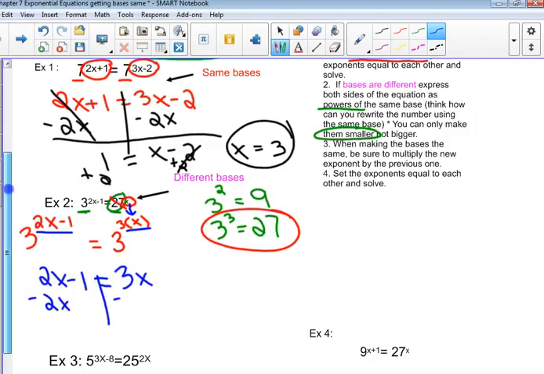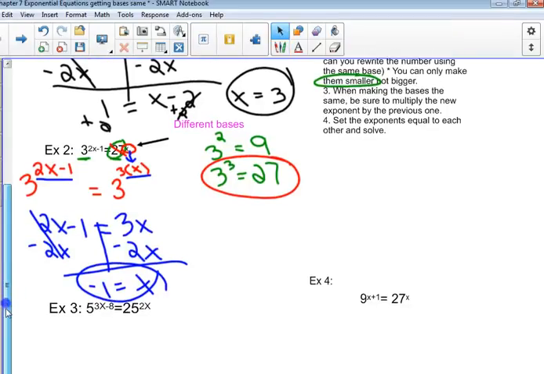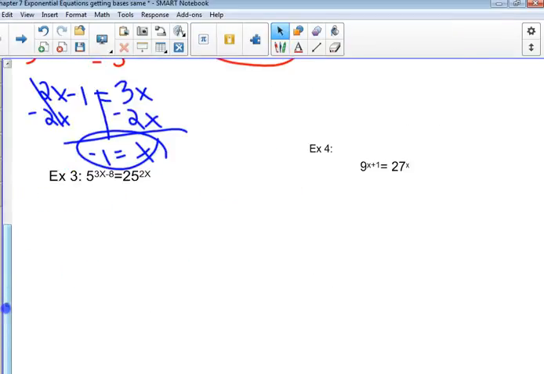Minus 2x. Good job. x equals -1. Perfect. The hardest part is the first step. It's figuring out what you need to raise it to to get the same number. But if you use the smaller one for some help, it usually works pretty nicely. Okay, right. Let's try another one here.